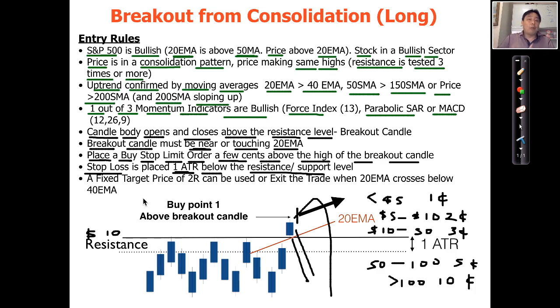Where do we exit the trade with a profit? Well, there are two options. Number one is you can put a fixed target price, 2R or 2.5R above the entry price, or you can simply not have a profit target. In other words, the moment you buy, you stay in the trade and ride it all the way till the trend ends. How do you know when the trend ends? When the 20 exponential moving average crosses below the 40, 20 below 40, a short-term downtrend, that's when you exit. So there are two ways to exit: a fixed target price or when the short-term trend reverses down. So let's take a look at a few examples right now.